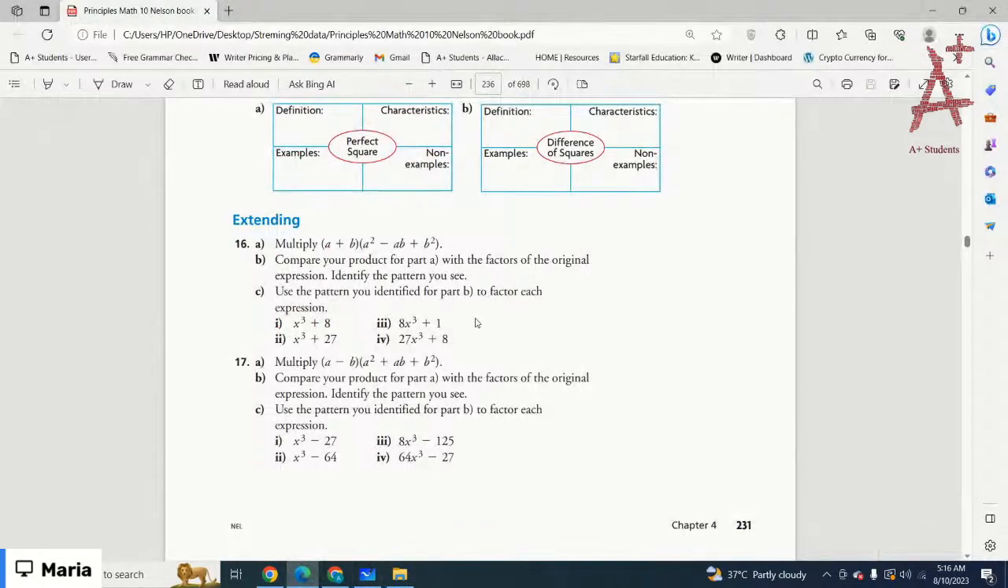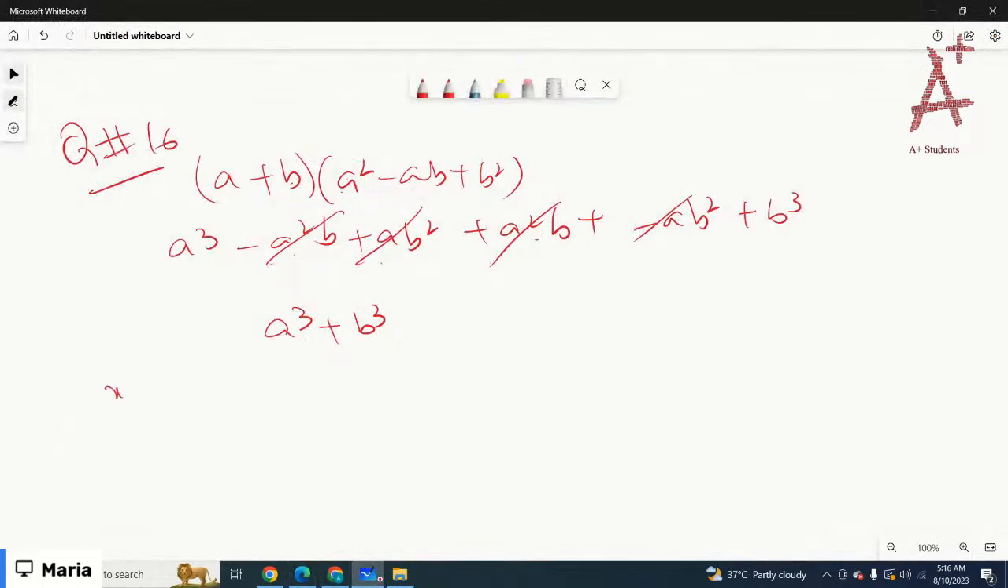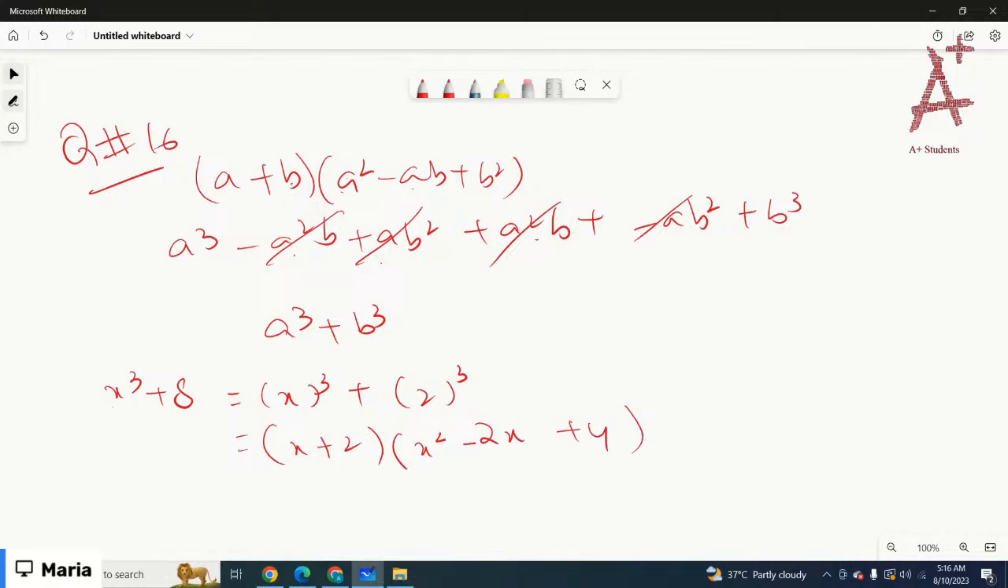Use the pattern you identified in part B to factor. Okay, x cube plus 8. You have to factor x cube plus 8. Just see, this is the cube of x and 8 is the cube of 2, right? You have to rewrite them like this. It would be a plus b, x plus 2, a square minus ab, 2 times x is 2x, and b square, that would be 4, right?